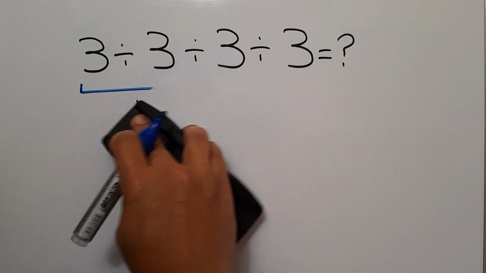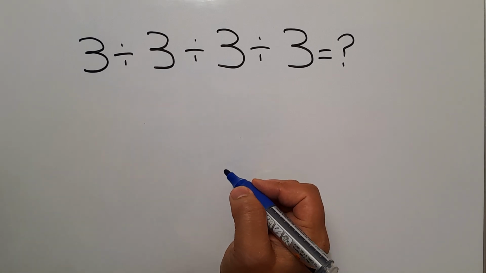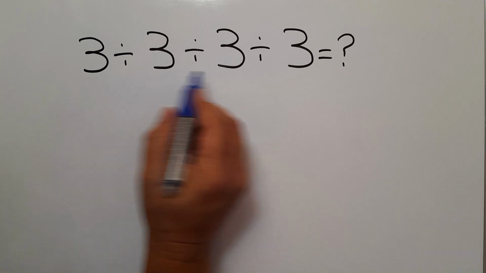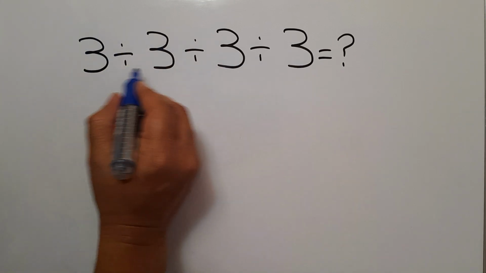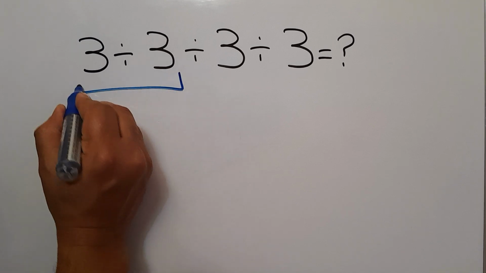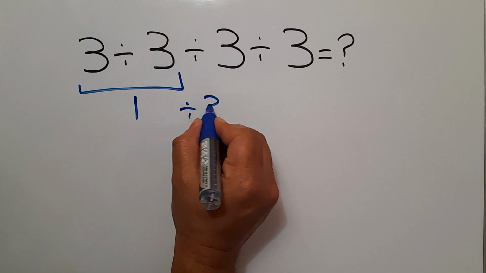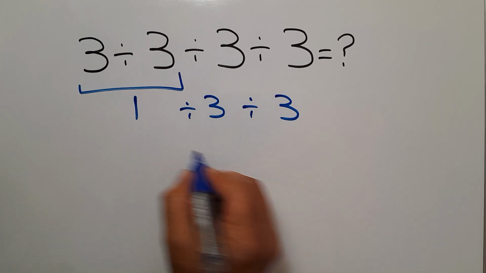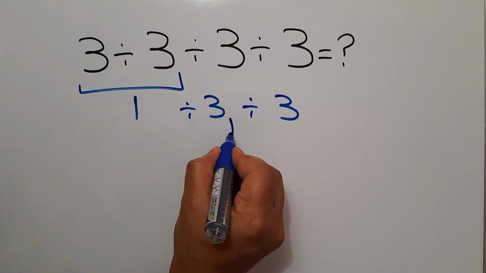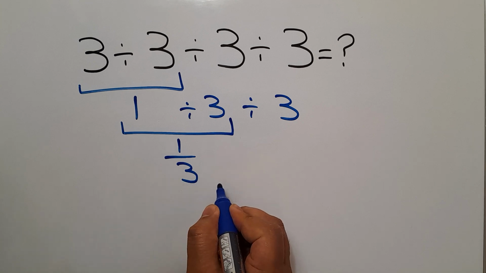because according to the order of operations, which equals PEMDAS, here we have to work from left to right. So 3 divided by 3 gives us 1. So 1 divided by 3 and again divided by 3. 1 divided by 3 can be written as 1 over 3.